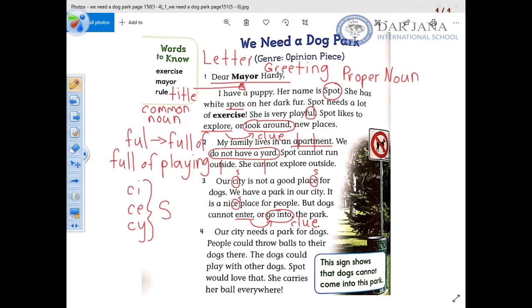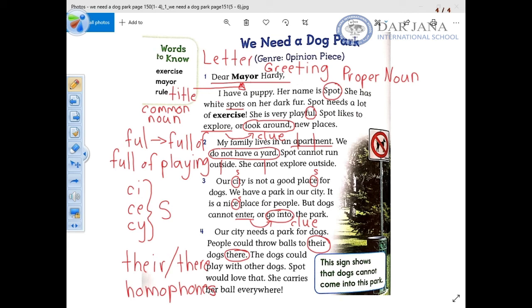Look at paragraph 4. Our city needs a park for dogs. People could throw balls to their dogs there. Now look here, we have 2 kinds of there. We have THEIR and THERE. Both sound the same, but they have different meanings. These words are called homophones. So let's write here their and the other there. And we'll write homophones. That's what these words are called. Okay, so their and there have the same sound, but different meanings.